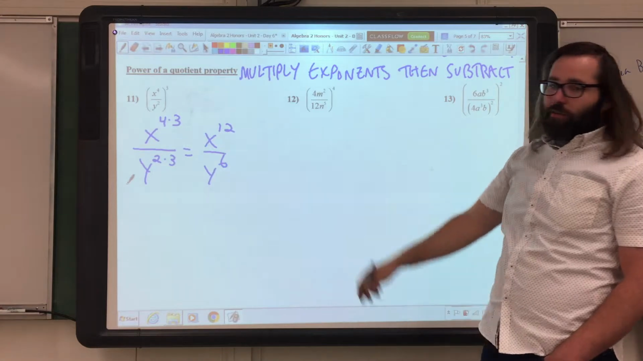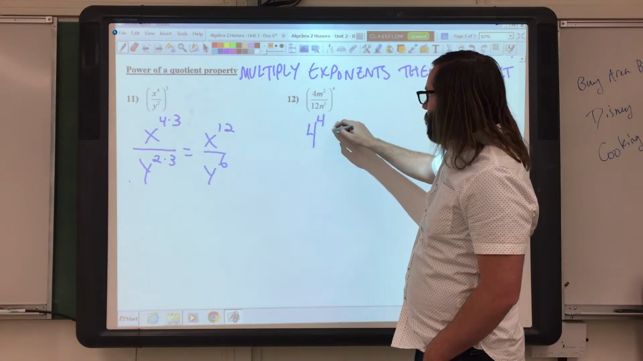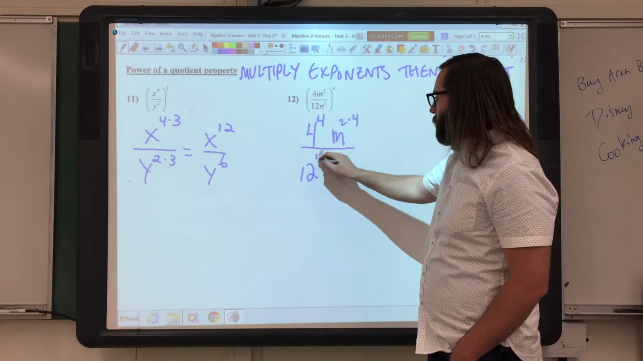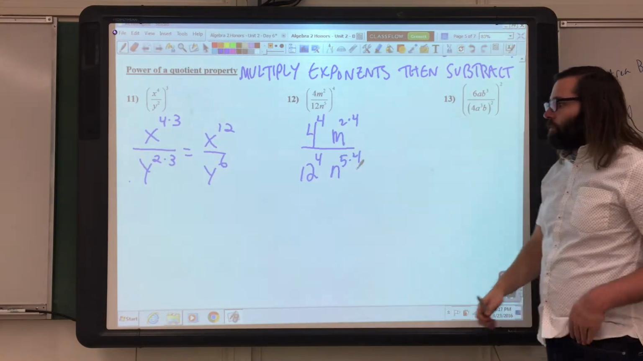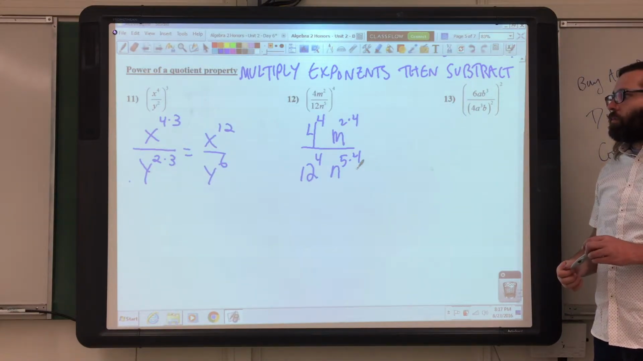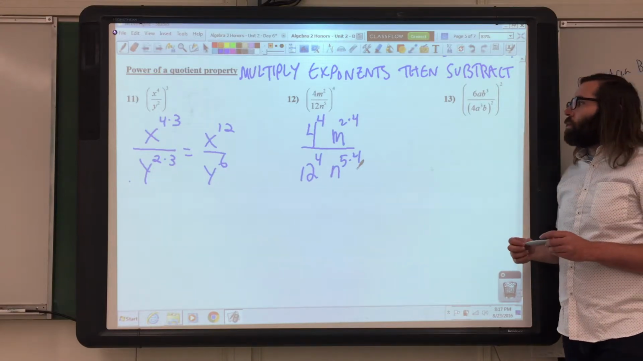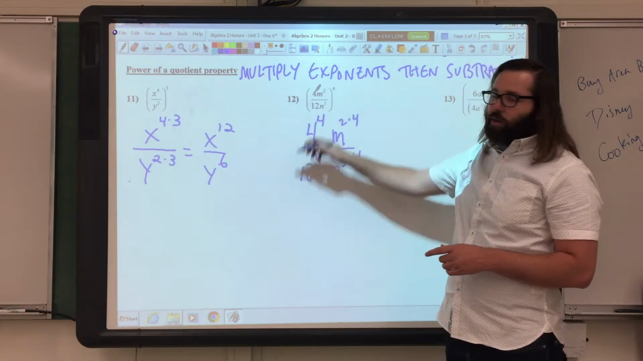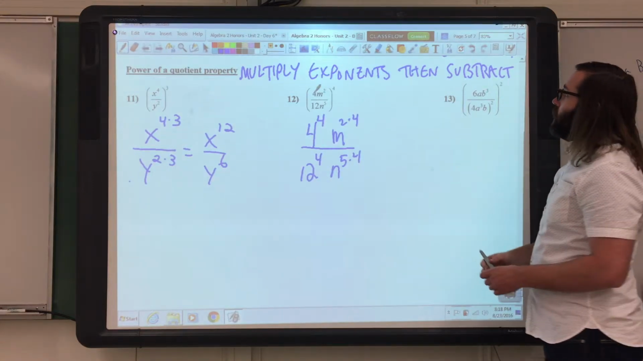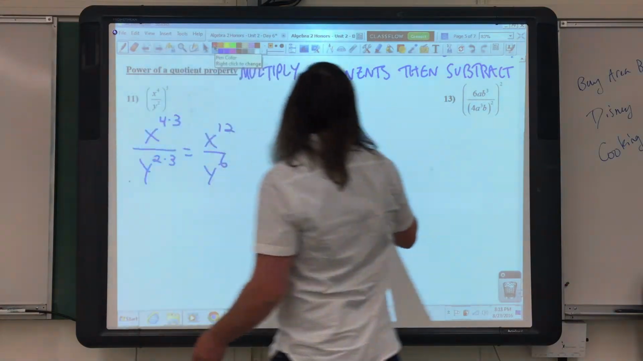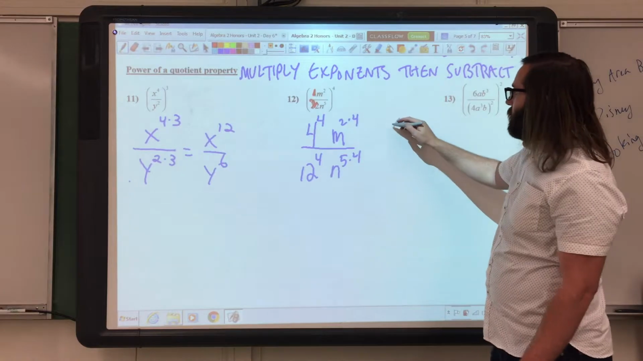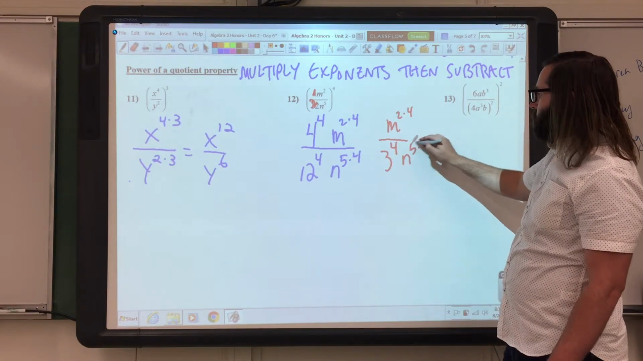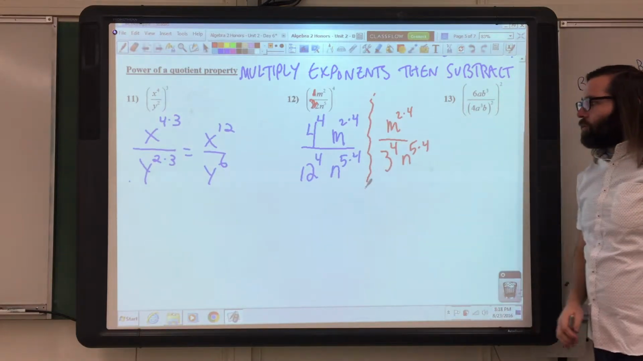Over here, we have this whole thing to the fourth power, so this is going to be 4 to the fourth, m to the 2 times 4 power, over 12 to the fourth, n to the 5 times 4 power. If you didn't see this before, what you can do is simplify in here first to make your life a little easier. If you were to simplify, cancel down, you get a 3. So you get 2 to the 4th, m to the 2 times 4, over 3 to the 4th. That's if you simplify them.